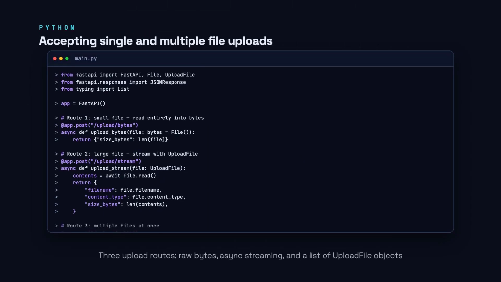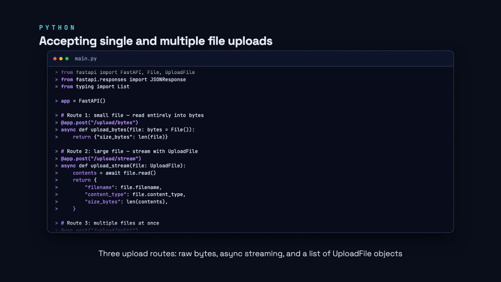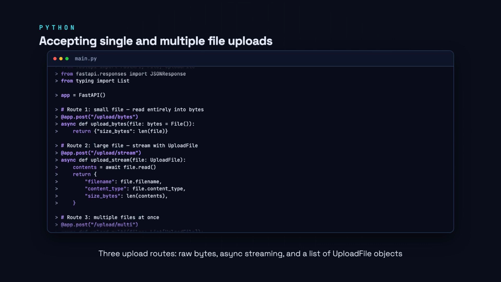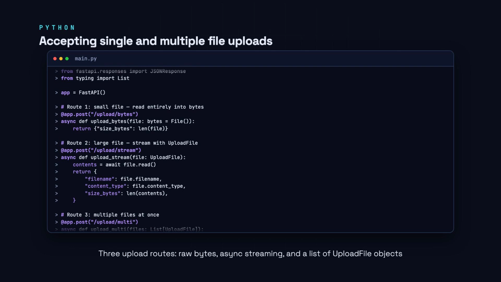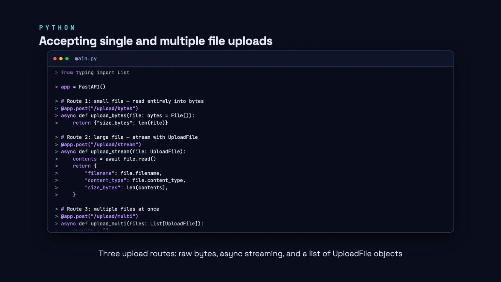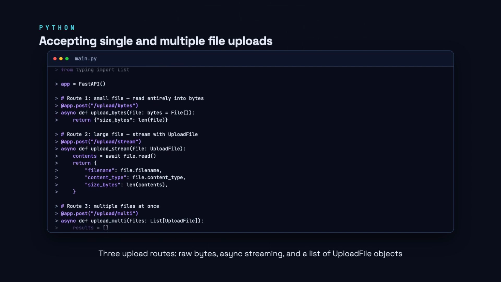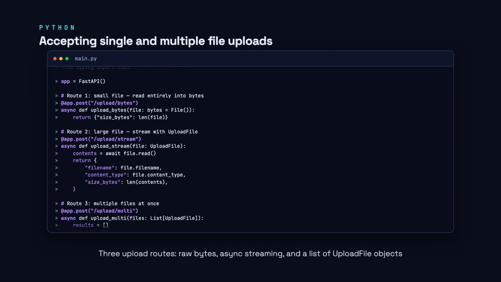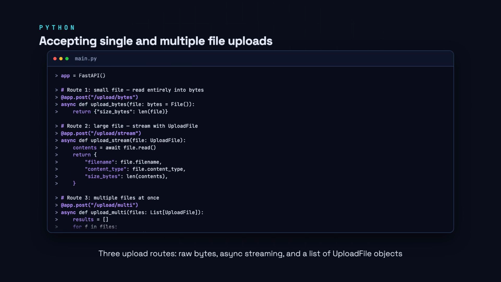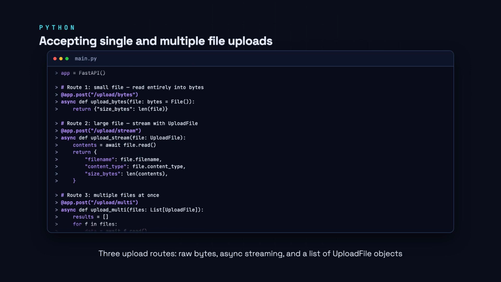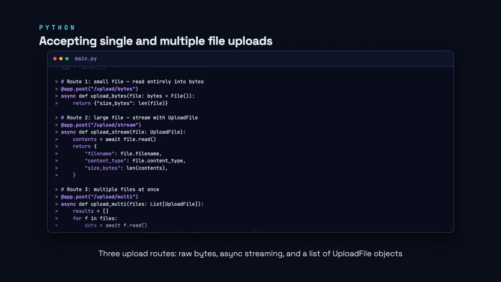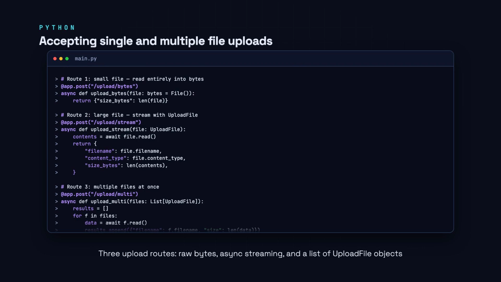Let us walk through each route. The first route, upload bytes, declares file as type bytes, with File as the default. FastAPI reads the entire upload into a bytes object, and we just return its length. Simple, but not suitable for large files. The second route, upload stream, uses UploadFile as the type annotation. No File is needed here as a default, because UploadFile is already recognized as a form file type. We call await file.read to get the contents asynchronously, and then we access file.filename and file.content_type for metadata.